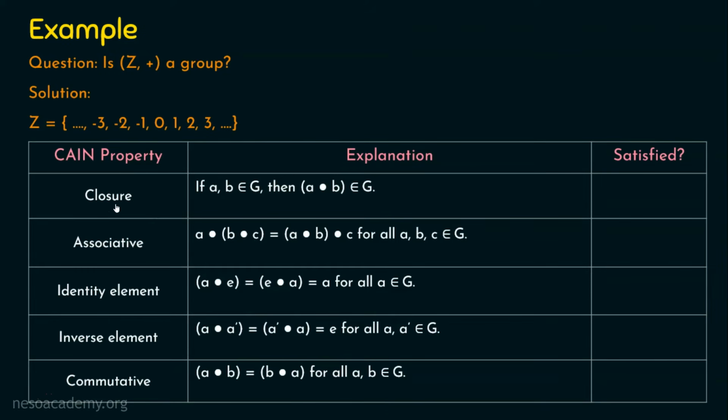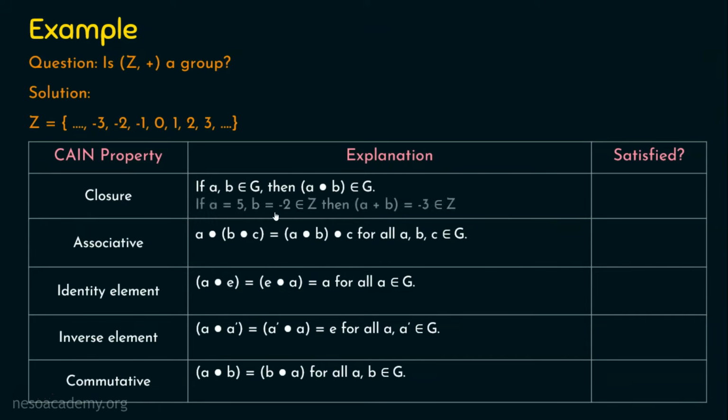Now let's deal with the closure property. Let's take two elements a, b from the group. We want to take the set of integers and confirm whether it is a group or not. So I'm going to take two elements a and b from this set, and then perform the a dot b operation. Here the operation mentioned is plus, the addition operation. So we are going to check whether the set of integers under addition is forming a group or not.